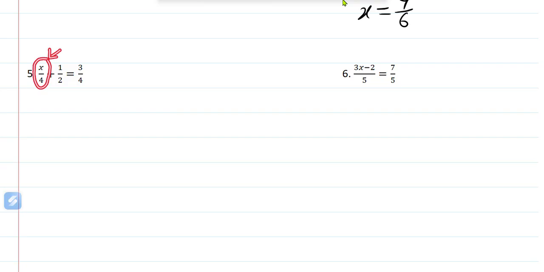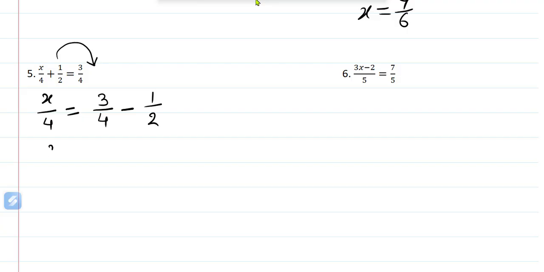So just like in question number 3, we first shift this into the right hand side. Now we have x divided by 4. This will be equal to 3 divided by 4 minus 1 divided by 2. So we change this into the right hand side. That will be minus 1 divided by 2.